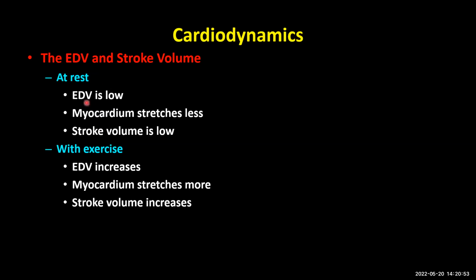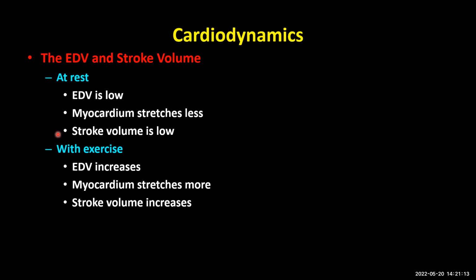So at rest, end-diastolic volume is low. Why is end-diastolic volume low? Because less blood goes to the ventricle. If less blood goes to the ventricle, it is not stretched. If the ventricle is not stretched, it cannot contract as much. If it doesn't contract as much, stroke volume is low.